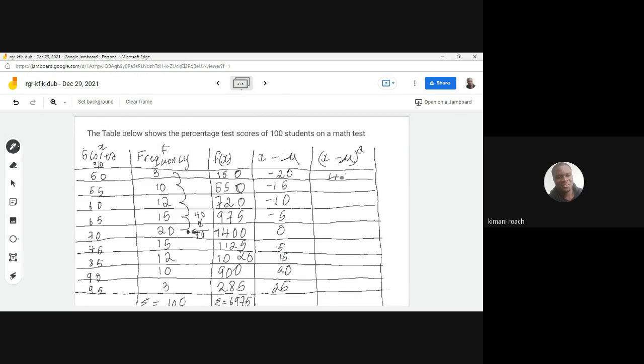So when I square this, I will get 400. 15 squared is going to give me 225. -10 squared is going to give me 100. -5 squared, that's 25. We know 0 squared is always 0. 5 squared is 25. 15 squared is 225. 20 squared is going to give me 400. And 25 squared is going to give me 625.